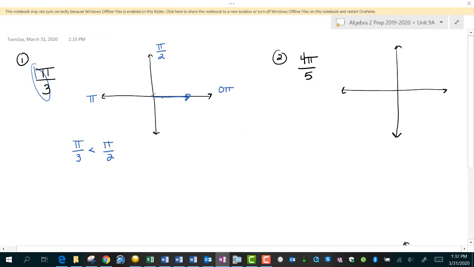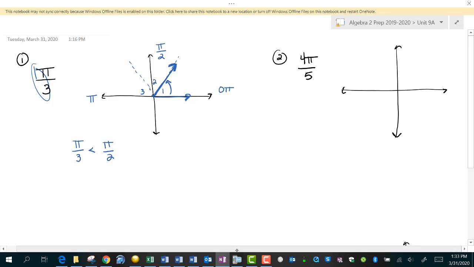Also, if I think about taking this semicircle, from 0 to pi, and splitting it up into thirds, I'd have about one section here, here's my second section, and then my third. I want 1/3 of that. So my terminal side should go right here. And that would be pi over 3.